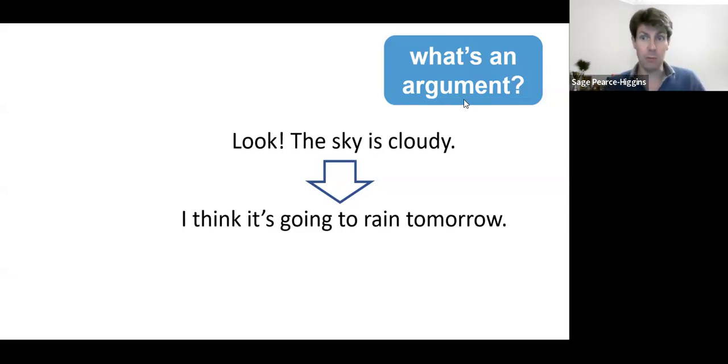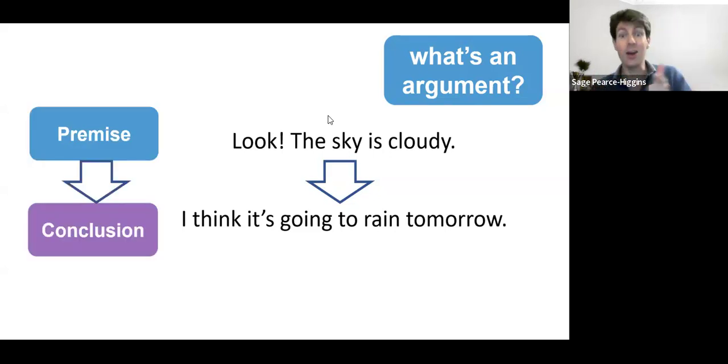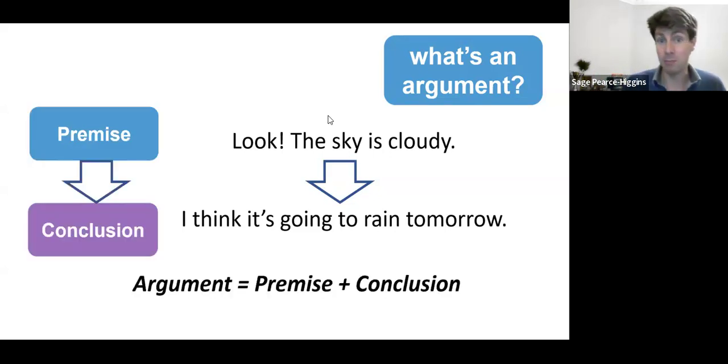We can go more specific, though. In the GMAT, you'll often see arguments labeled as premises and conclusions. And that's our simple formula, that an argument is a premise and a conclusion. It may be some other things as well, but that's the basics.